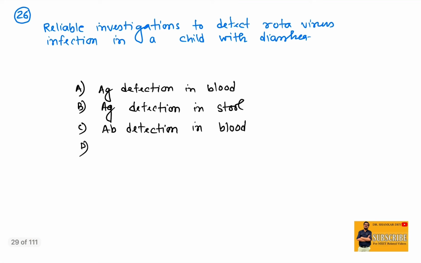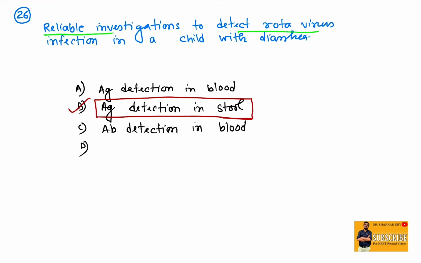Next, coming to question number 26, reliable investigation to detect rotavirus infection in a child. It is definitely antigen detection in stool. Very straightforward question. Rotavirus is one of the most common causes of diarrhea in children. So the most appropriate or reliable investigation is rotavirus antigen detection in stool.